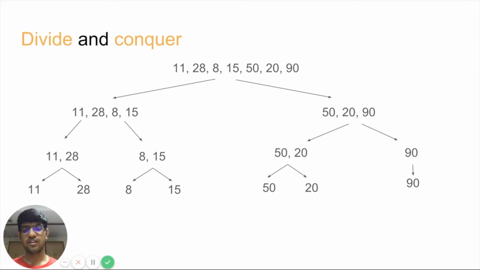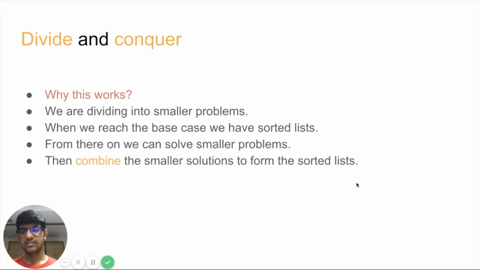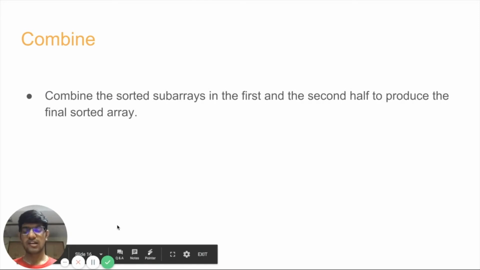So from here on, we'll be moving on to combine the solutions of these subproblems to generate solutions for larger problems. Now let us see, why does this work? Here we are actually dividing the problem into smaller problems. When we reach the base case, we have sorted lists. From there on, we can solve the smaller problems and then combine the small solutions to form the actual sorted large list. What we actually mean by combine is to combine the small sorted subarrays in the first and the second half to produce a final sorted array.